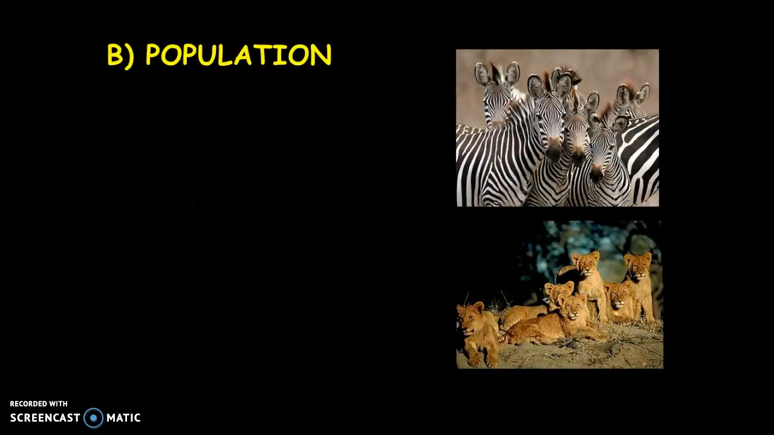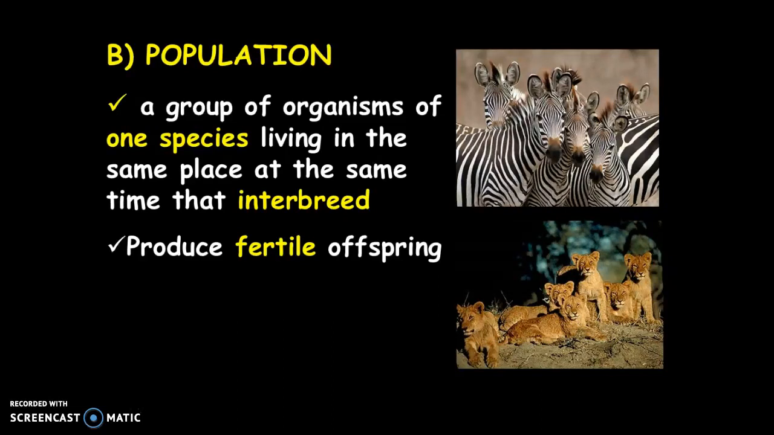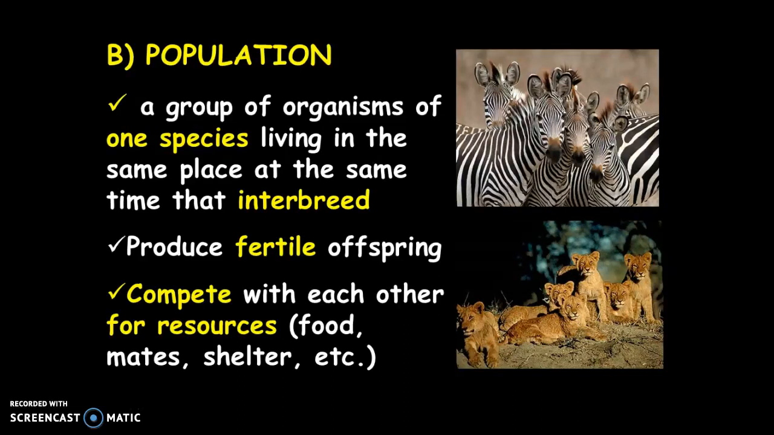When we refer to a population, we're talking about a group of organisms of the same species living in the same place, the same time, that can interbreed. When we talk about interbreeding, we're talking about them being able to produce fertile offspring or allowing their babies to have babies. In addition to being a population, you have to have these organisms that compete with each other for different resources like food, mates, and shelter.